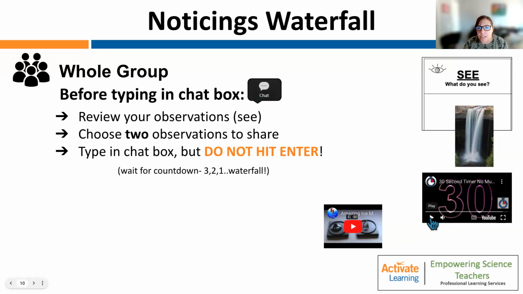So here we go. Find the chat box, share 2 things, wait till the 30 seconds is up. When the 30 seconds is up, then hit enter and we'll have an idea waterfall. Then we'll look for patterns in our ideas. So grab the chat, don't hit enter. I know it's a hard thing to do. So remember, I'm looking for 2 observations, but don't hit enter just yet.